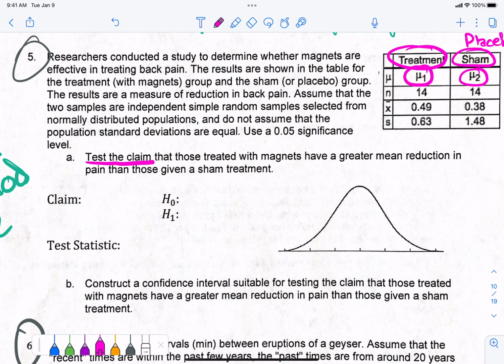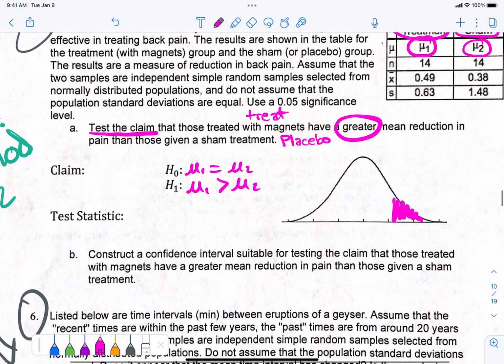Part A says, test the claim that those treated with magnets, so the treatment group, have a greater mean than the placebo group. And mu1 greater than mu2. Okay? So mu1 is equal to mu2, and mu1 is greater than mu2, which means we have one tail. Be careful because sometimes they'll say this one's greater than this one, but that's actually the second one, like the second one greater than the first one. So then it would be less than in that case. So be careful of that, okay? So that's what your hypotheses should look like.